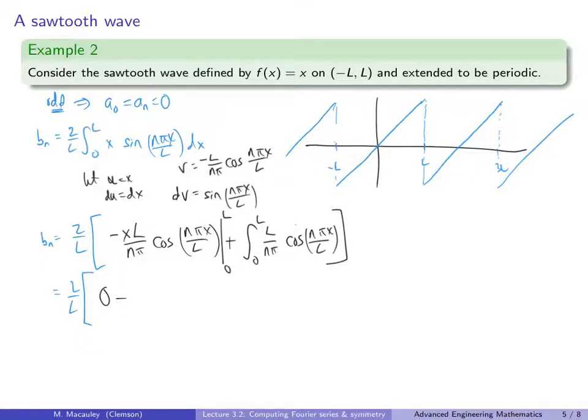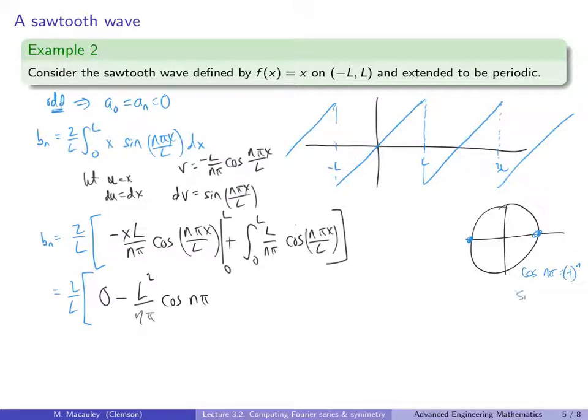So if I do that, I get L squared over, make sure I'm doing this right, yeah, L squared over n pi times cosine of n pi x over L, which is cosine of n pi. So this is cosine of n pi. Now remember, unit circle, cosine of n pi, that's the points here. So cosine of n pi equals negative 1 to the n.